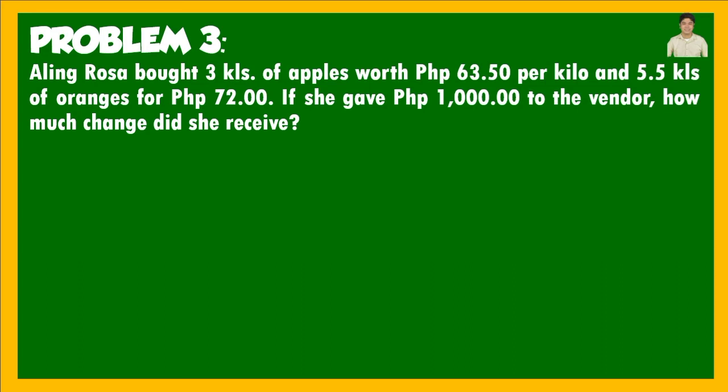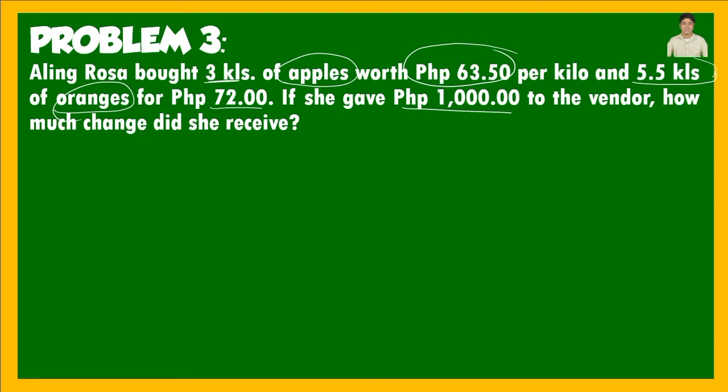So, kitang-kita naman po sa problem natin. So, dalawang fruits ang involved, apples and then oranges. So, bumili ng 3 kilong apples na ito ang presyo, 63 pesos and 50 centavos. Bumili siya ng 5.5 kilos ng orange na tig 72 pesos kada kilo. So, kung binigyan niya ng 1,000 pesos yung nagtitinda, magkano ang kanyang matatanggap na sukle? So, yun ang hinahanap natin dito, yung sukle na matatanggap niya. Doon sa binili niya na kung saan 1,000 pesos ang kanyang ibinigay doon sa vendor.